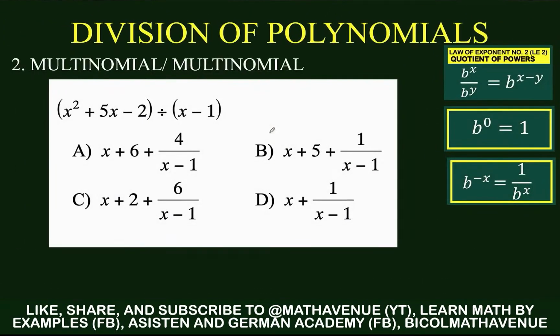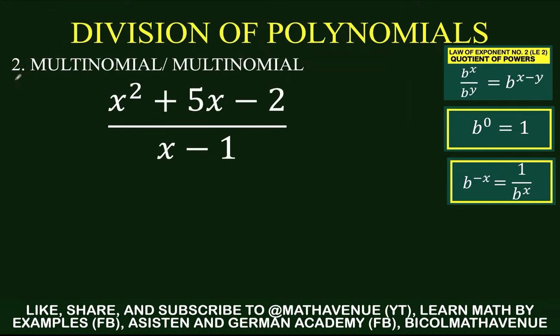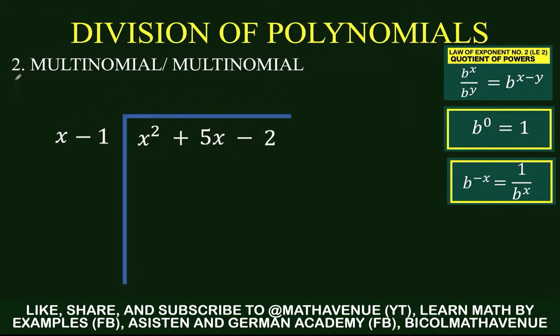Next problem. X squared plus 5x minus 2 divided by x minus 1. This time we now have a multinomial divided by another multinomial. So this is case number 3 now. So in here, this is what we are going to do. We are going to perform what we call as the long division. In the long division, this is the procedure. This was the numerator, this was the denominator, this is the dividend, this is the divisor.